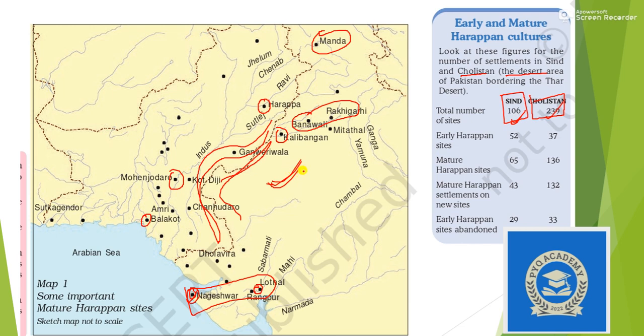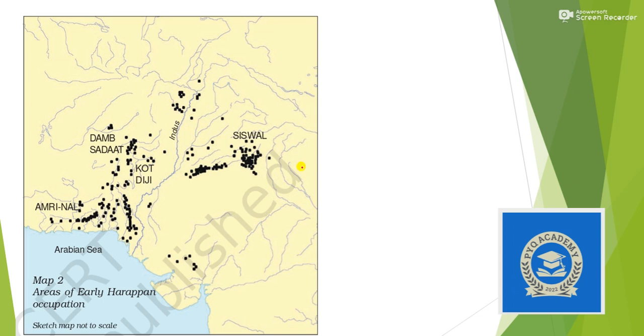Now come to another image. This image shows the density of population living in a particular area. Other than that, you can also search these names, but this is not much important, you can leave it.